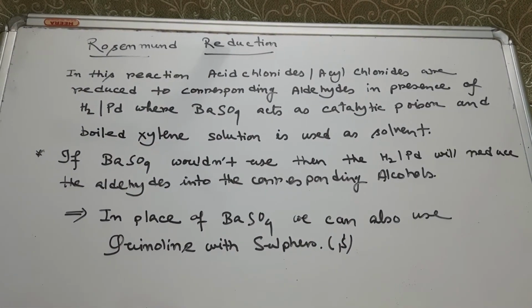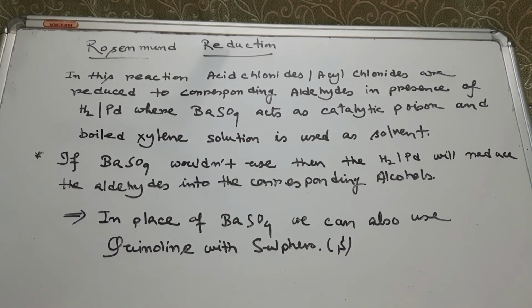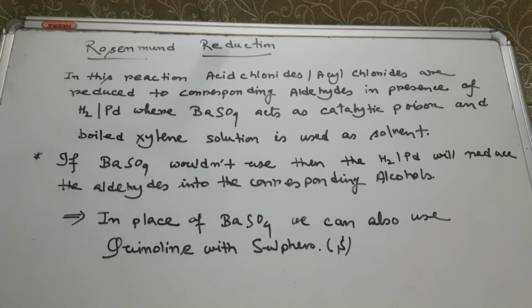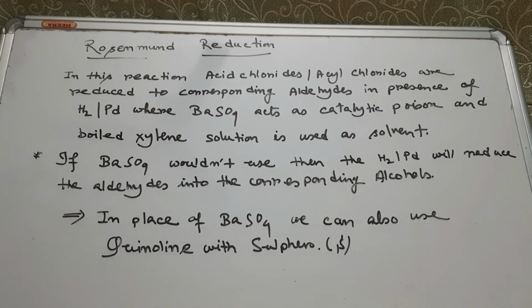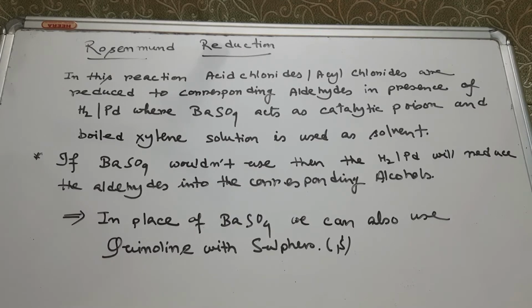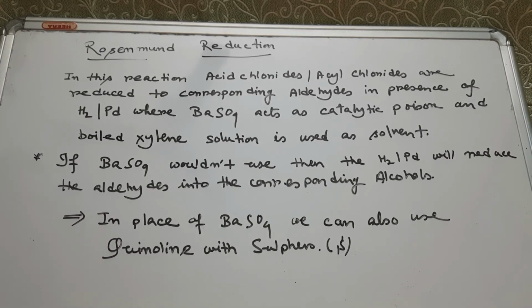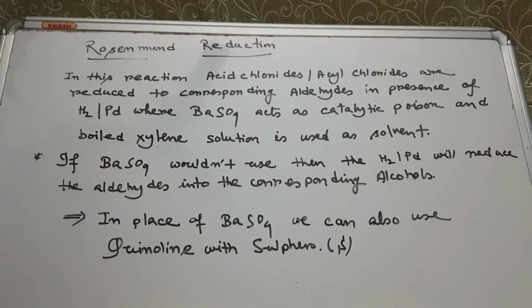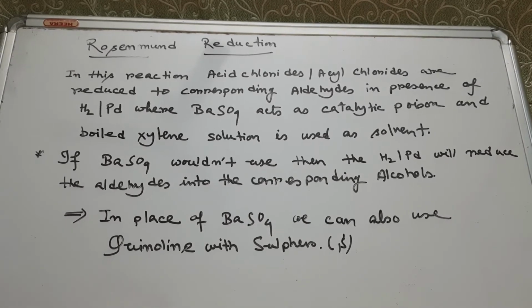Okay. So this is the Rosenmund reduction. Very often questions are asked on the Rosenmund reduction and the use of barium sulfate. Why is barium sulfate used? In place of barium sulfate, what can be used? All these things are very frequently asked in various competitive exams.